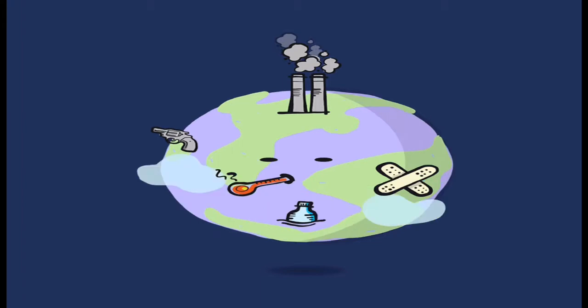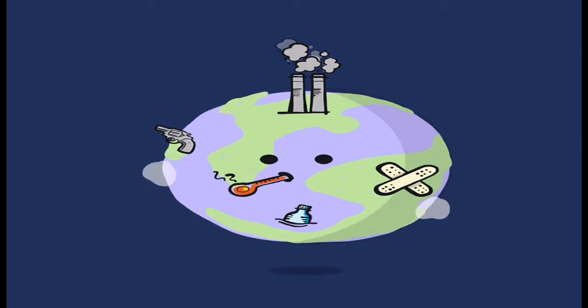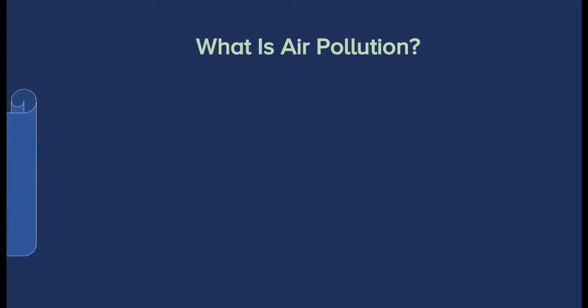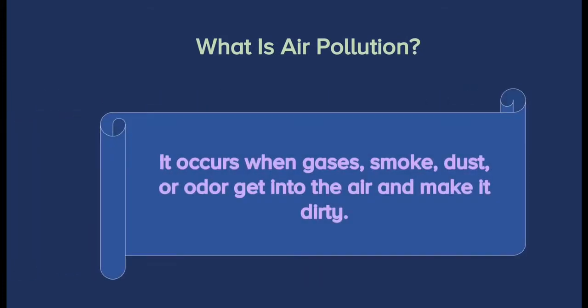Today, we want to learn about air pollution. What is air pollution? It occurs when gas, smoke, dust or odor get into the air and make it dirty.